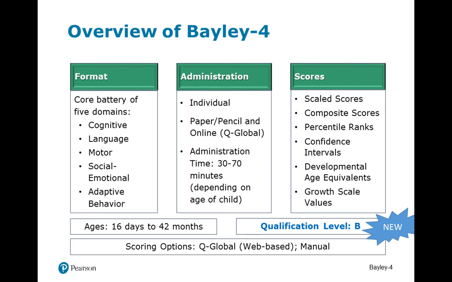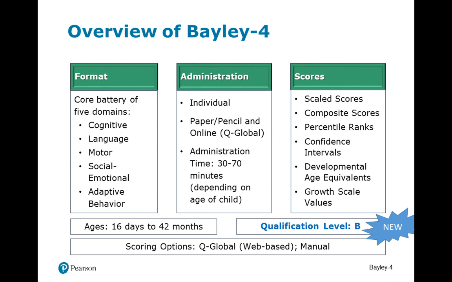One big change for this version is that it is now available at a B level qualification, meaning those with master's level degrees are able to purchase and use the test. Also, it is highly recommended that individuals have graduate level training in such things as tests and measurements and the use of standardized assessments. It is designed for ages 6 days to 42 months. And scoring options are, obviously you can still do the manual scoring, but also the Q-global system from Pearson is available for entering raw scores, and getting a score report and some other reports are available.